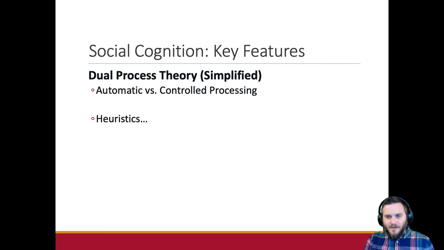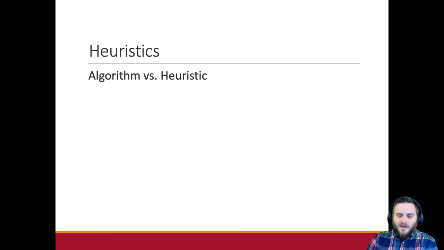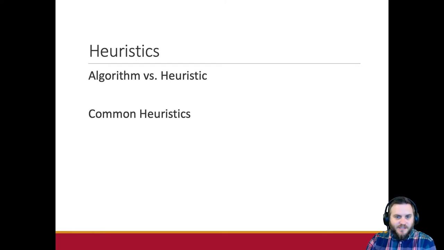Okay, so dual process theory, simplified. Let's talk about a couple of these heuristics. I'm only going to talk about a couple, and then we're going to move on, because I don't want to bore you with my research. So, like I said, this is an algorithm versus heuristic, right?